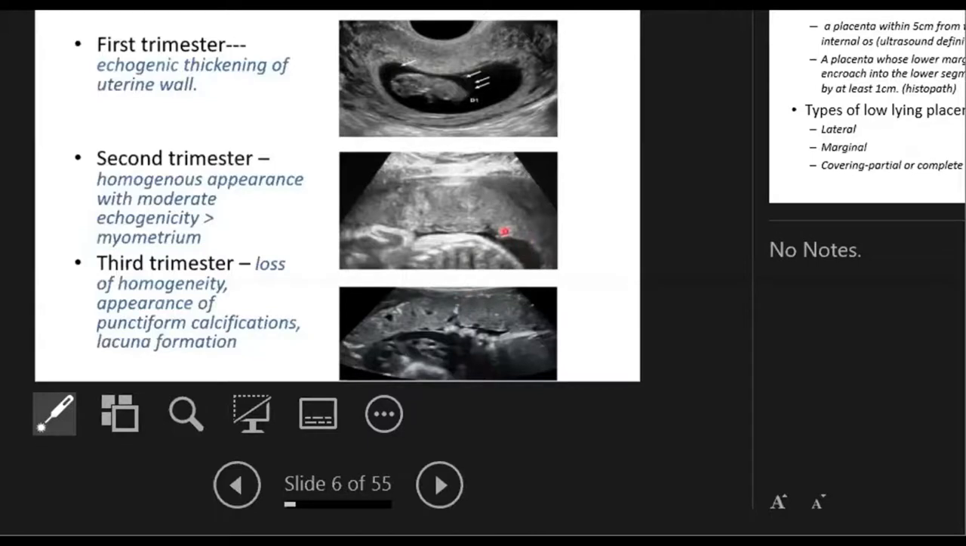In the second trimester, I've already said that it's homogeneous in appearance, with moderate echogenicity. Echogenicity is the whiteness of the tissues on scan. Are we together? So the echogenicity is more than that of the uterine muscle. We can see this is the placenta. It's looking a little bit whiter than the uterine wall. And in the third trimester, there's loss of homogeneity and appearance of calcifications and the lakes that I described earlier on. This is what a third trimester placenta should look like.